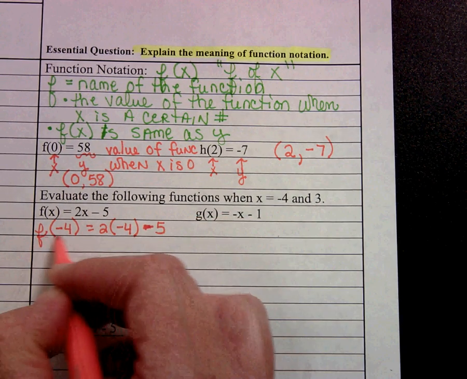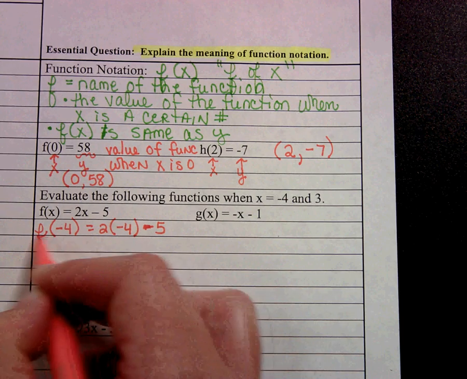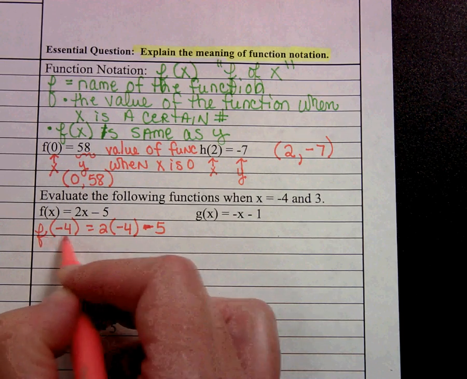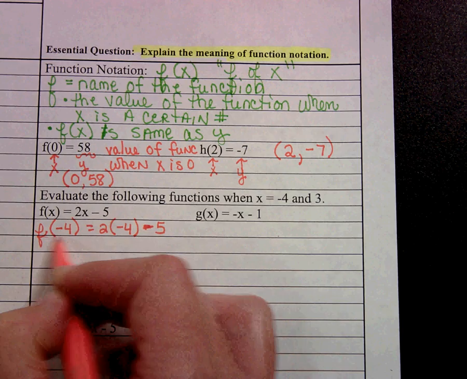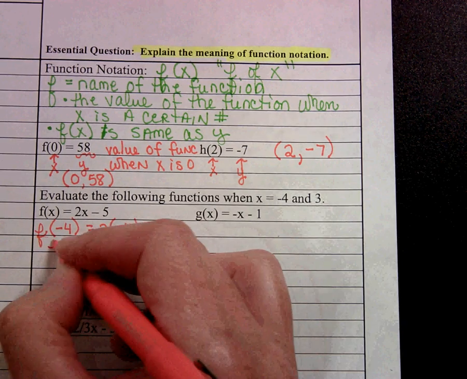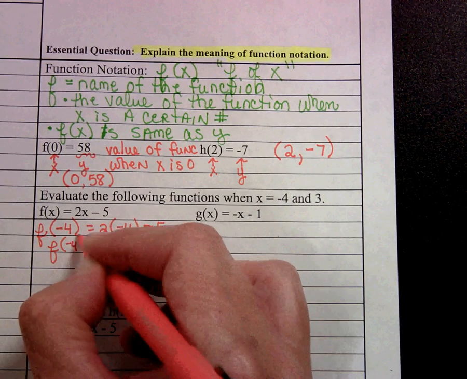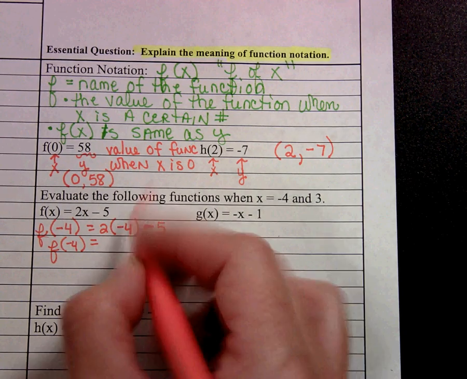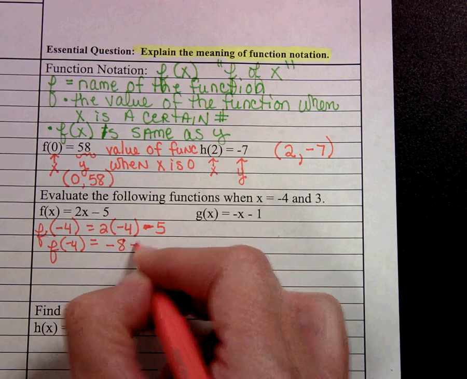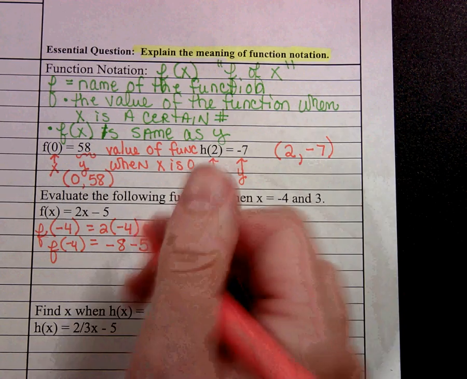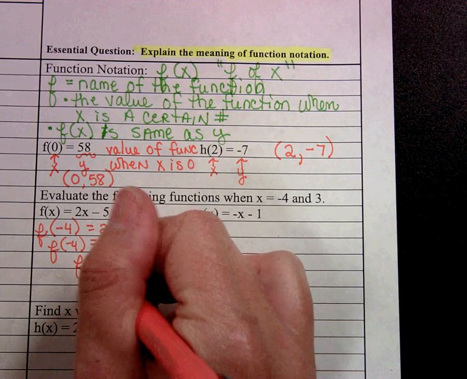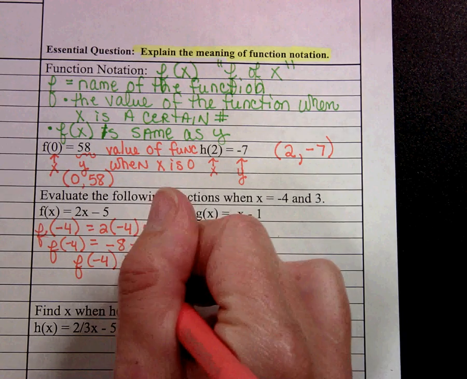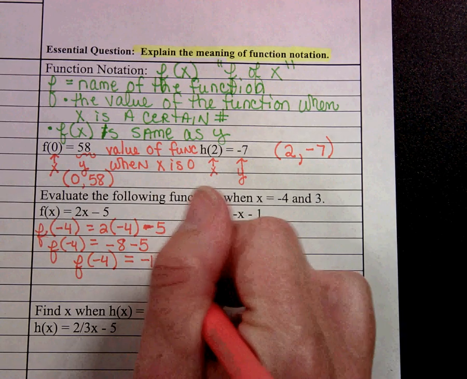Notice this does not mean multiplication. This is different. When we show multiplication in algebra, it looks different than this. So this is not multiplying. So all we're going to do is evaluate this function and calculate it. 2 times negative 4 is negative 8, minus 5 is negative 13. So the value of the function when x is negative 4 is negative 13.